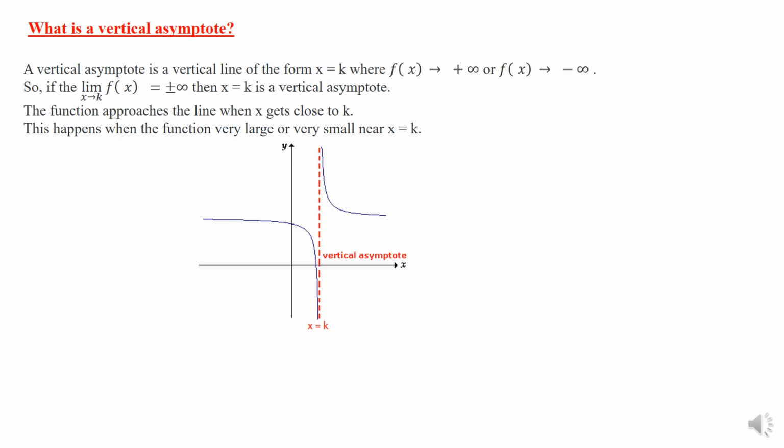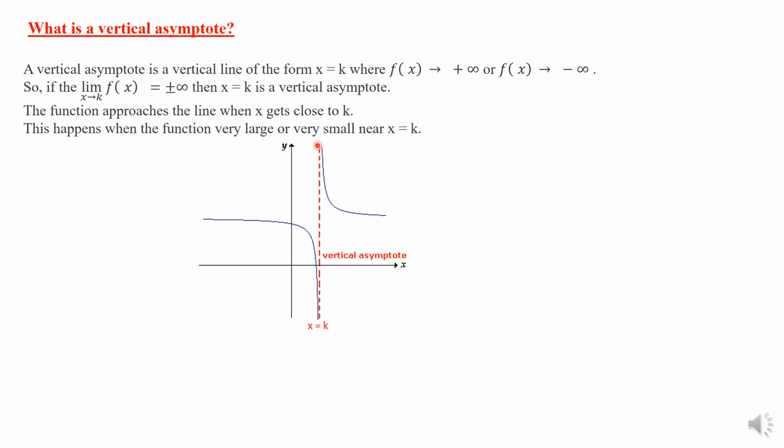What is a vertical asymptote? A vertical asymptote is a vertical line of the form x equals k, like you see the line in red here. This is a vertical asymptote. So the form where f of x tends to plus infinity or f of x tends to minus infinity, they approach the line x equals k.